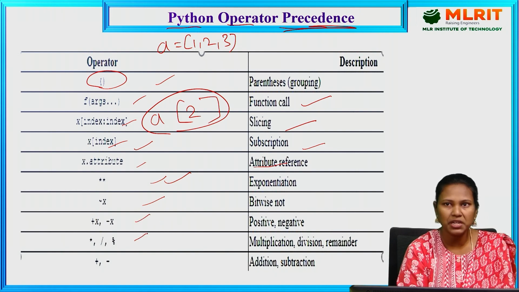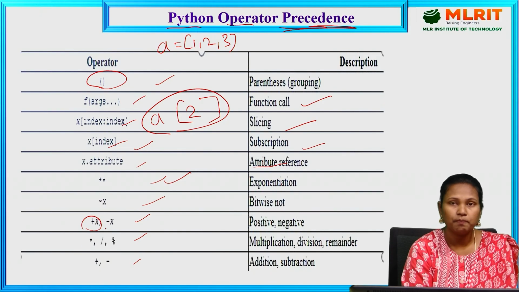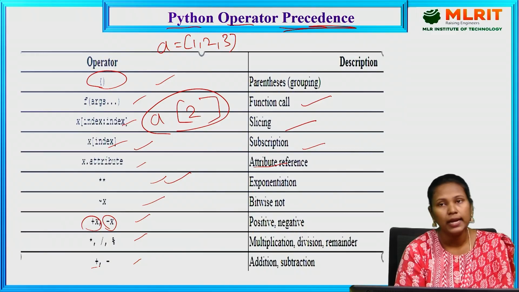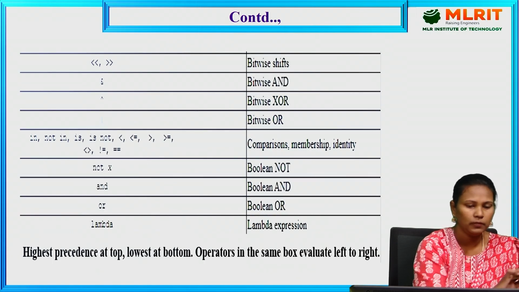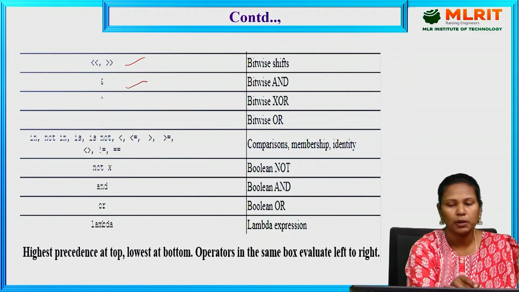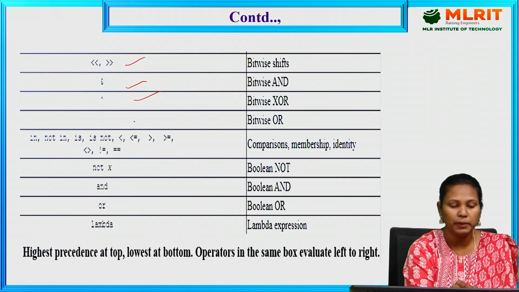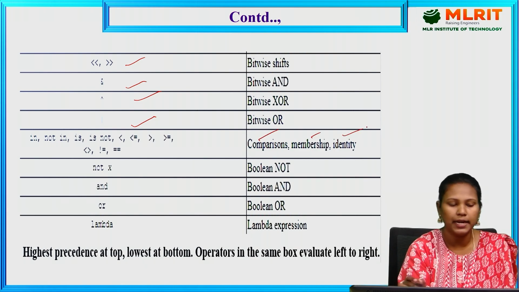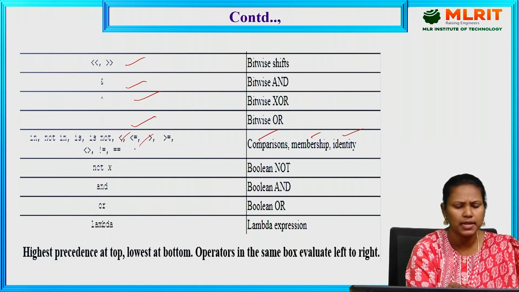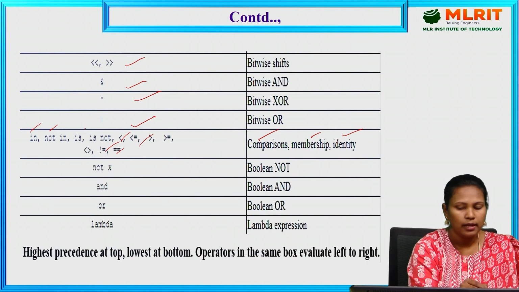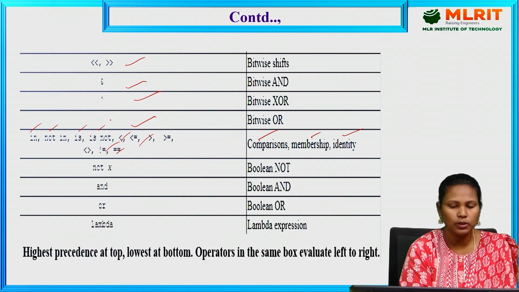Next, multiplication, division, remainder. Then addition, subtraction. Here the unary plus x, minus x have higher precedence compared to addition and subtraction. Next one, bitwise shifts, right shift and left shift. After that, bitwise and, bitwise XOR, bitwise OR, and the comparison operators: equal to, greater than or equal to, less than or equal to, not equal to. Next, membership operators, in, not in, and identity, is not. So these are the precedence.